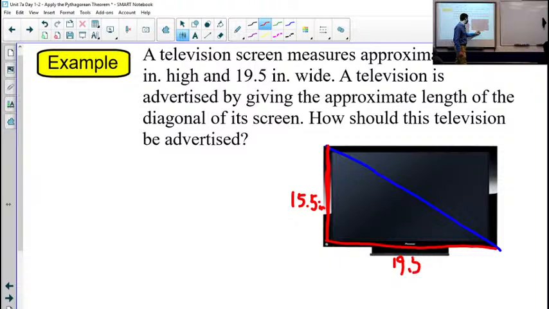19.5 inches. Oh, look at that. It's a right triangle. What a coincidence. It's almost like we're in the chapter about right triangles. Extraordinary. We want to know this diagonal, which will be the hypotenuse.